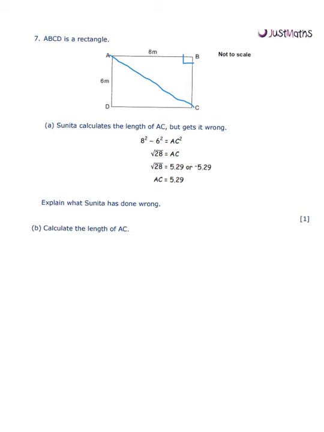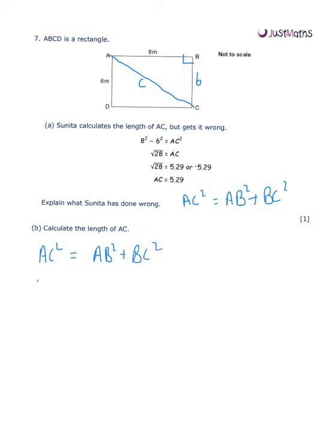So we can see here in our triangle that this hypotenuse actually is AC. So what she should have done is she should have added the two values together. So in fact, AC squared is equal to AB squared plus BC squared using Pythagoras' rule. So to then go on and calculate this, our AC squared equals AB squared plus BC squared.